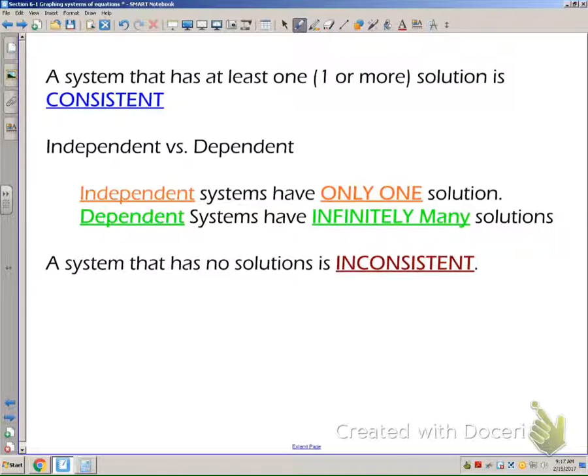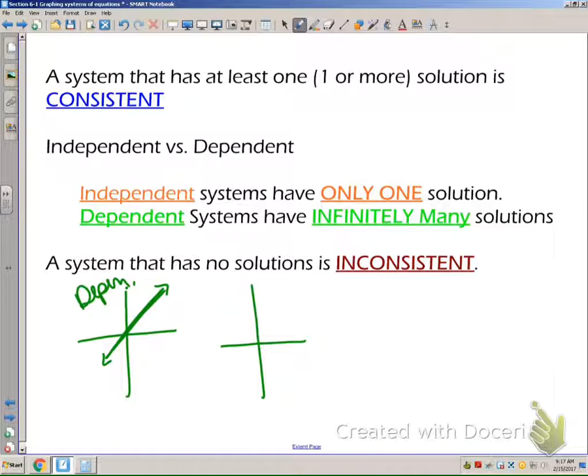Now think about your prior knowledge of graphing equations. What would be a system that has infinitely many solutions? When I graph them, if I end up with the same line over top of the same line, every point that's true for one is going to be true for the other one. So that would be infinitely many solutions. So this would be dependent. If I have lines that intersect at exactly one point, then that would be independent. It has only one solution.